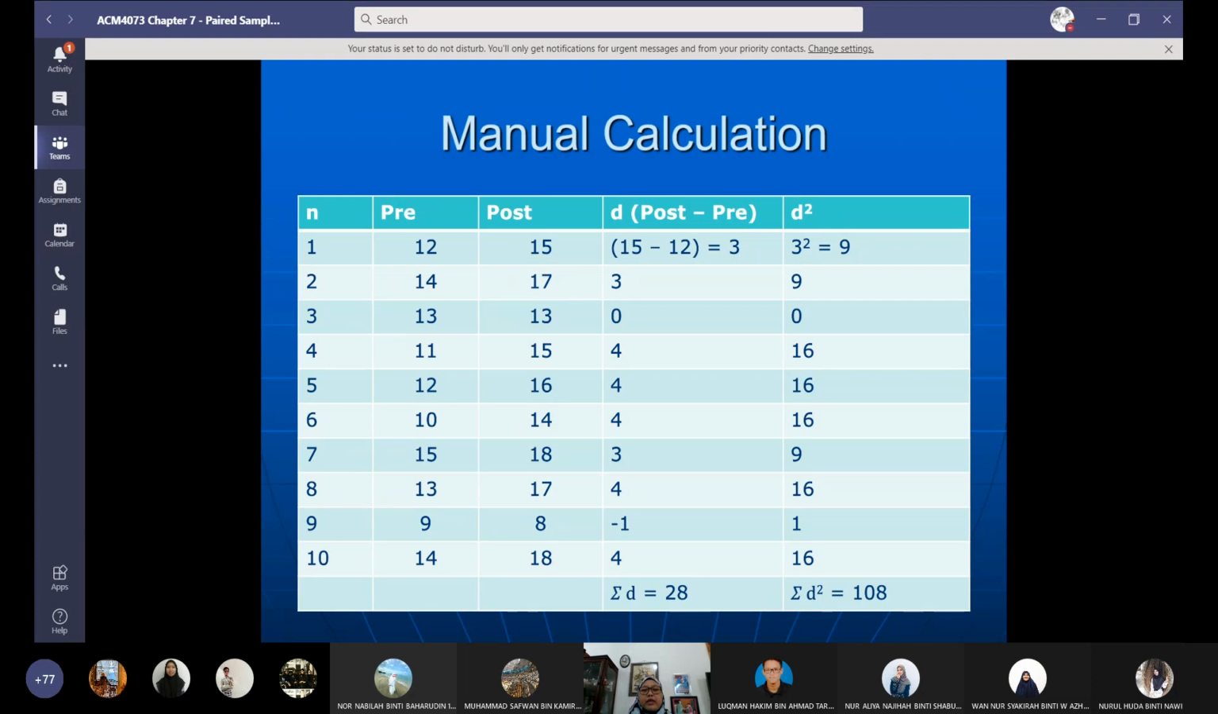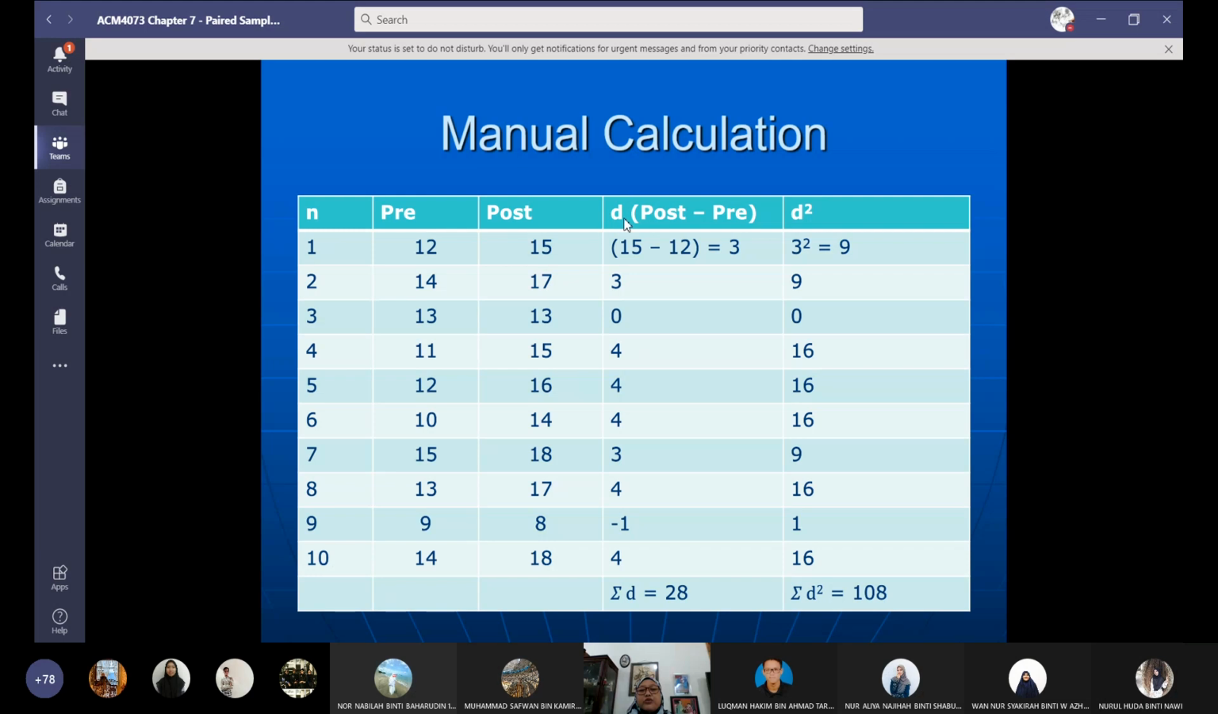for pre and post. You have to prepare this table. N is the number of respondents: 1, 2, 3, 4, 5, 6, 7, 8, 9, 10. You have 10 respondents here. So this is the list of marks before the training, and then we also have the marks for after the training.